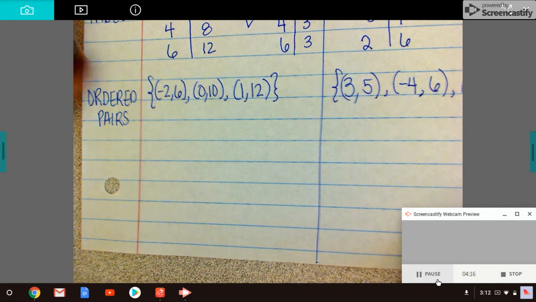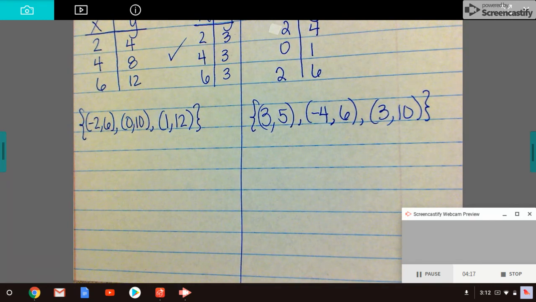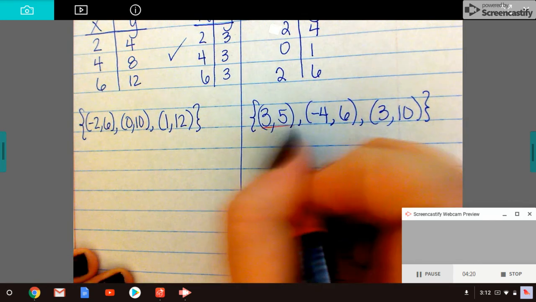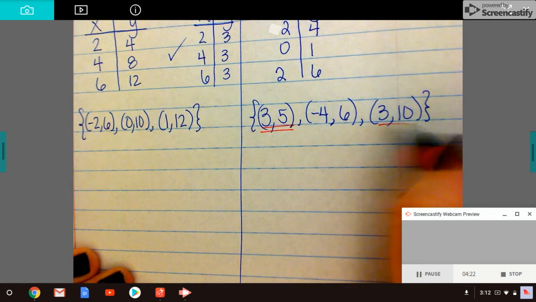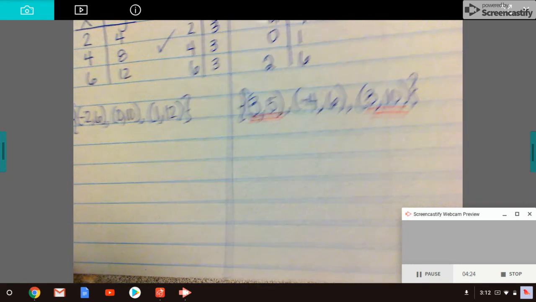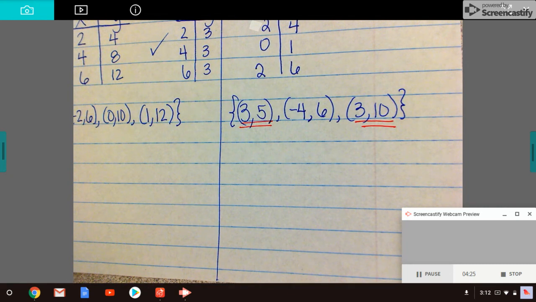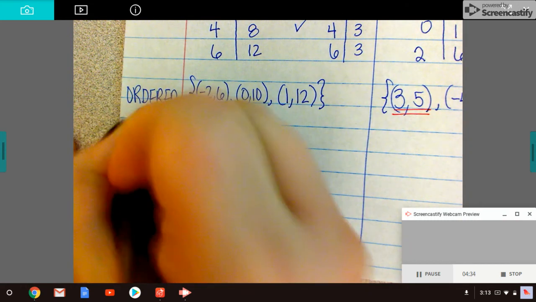On the other hand, again, here is a set of ordered pairs that is not a function. Notice that we have the point 3, 5, and then over here we have the point 3, 10. That X coordinate 3 is heading to 2 different Y's, and that makes it not a function. The last one we're going to look at is that of graphs. So let's do that, then we'll be all set.